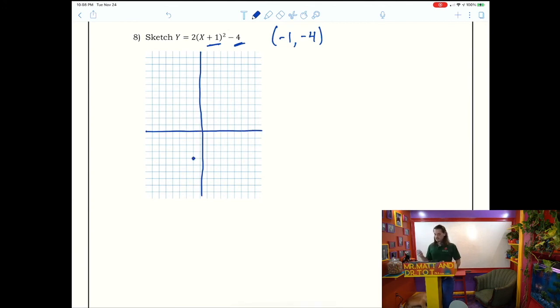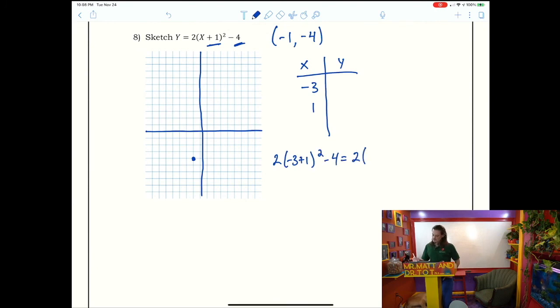Now I'm going to go a little bit to the left, a little bit to the right, and test two values. So I'm going to look at negative 3 and positive 1. So I'm going to get 2 times negative 3 plus 1 squared minus 4. That's going to be 2 times negative 2 squared minus 4. That's going to be 2 times 4 minus 4, which is 8 minus 4, which is 4. So at x is equal to negative 3, y is equal to 4.